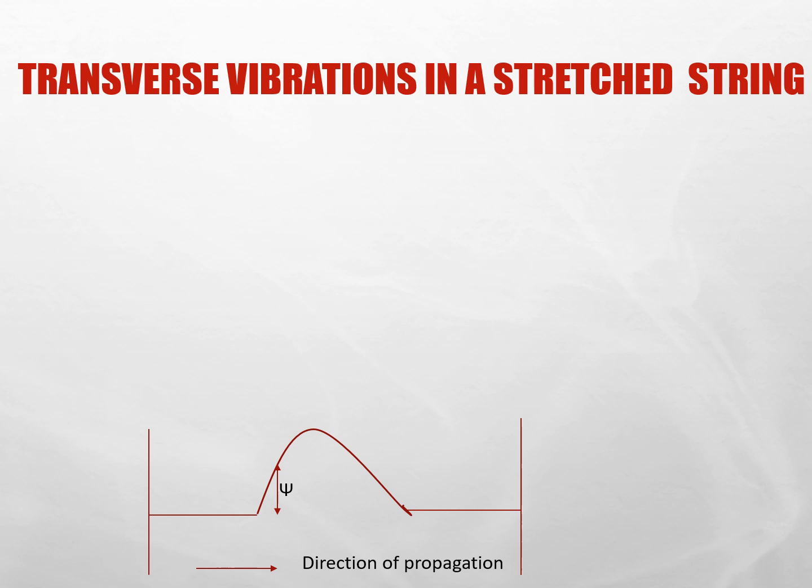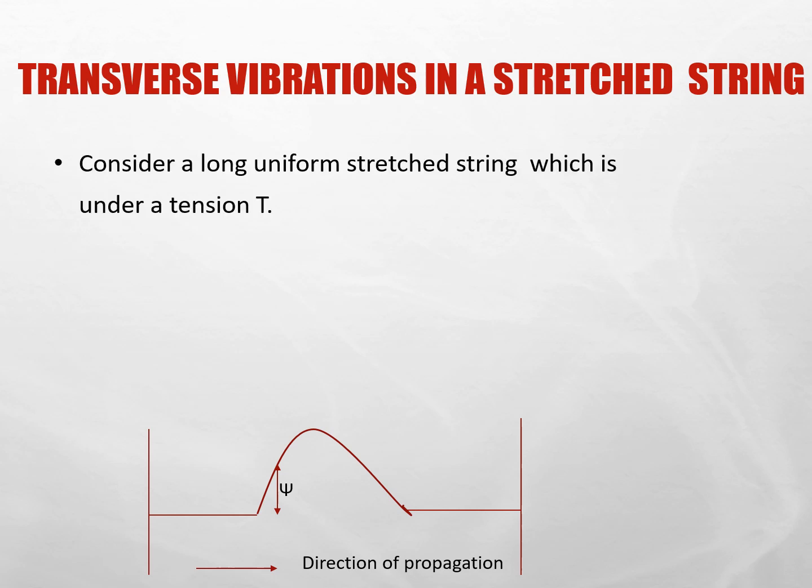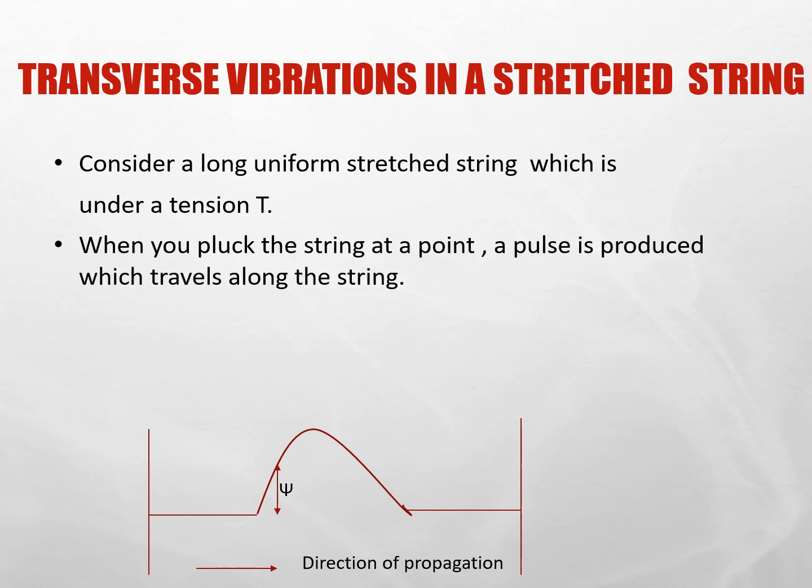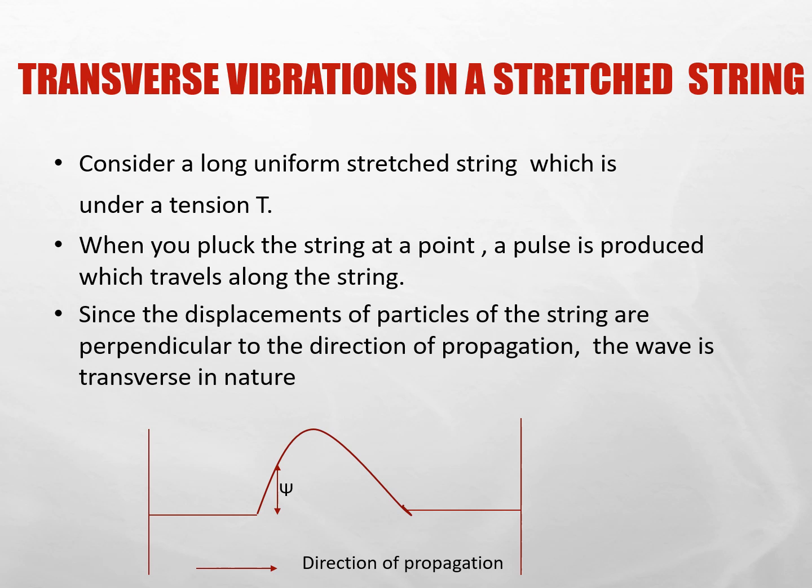Transverse vibrations in a stretched string. First point is, consider a long uniform stretched string which is under a tension T. Now when you pluck the string at a point, a pulse is produced which travels along the string. Now as the third point, you have to say that this pulse is transverse in nature. That is, since the displacement of the particles of the string are perpendicular to the direction of propagation, the wave is transverse in nature.